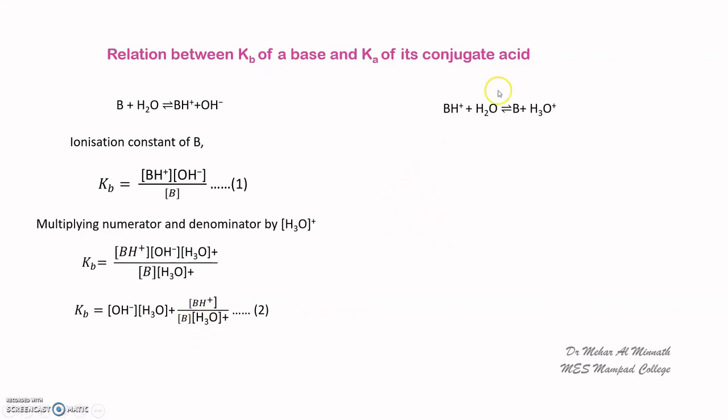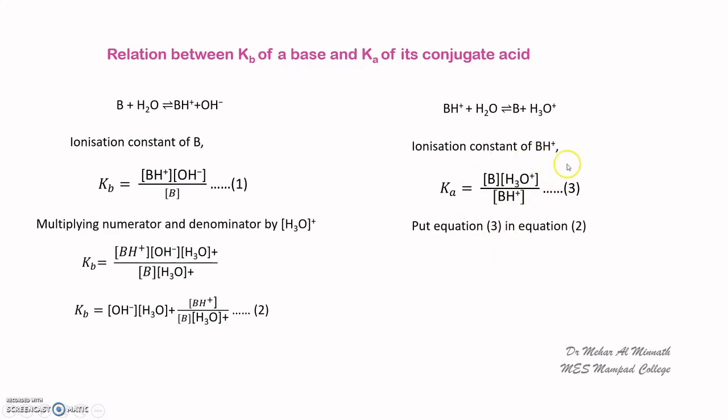Now, let's consider the ionization of the conjugate acid BH+. H2O will be the base. H2O will abstract a proton, forming B plus H3O+. And the ionization constant of BH+ will be Ka equal to [B][H3O+] divided by [BH+].